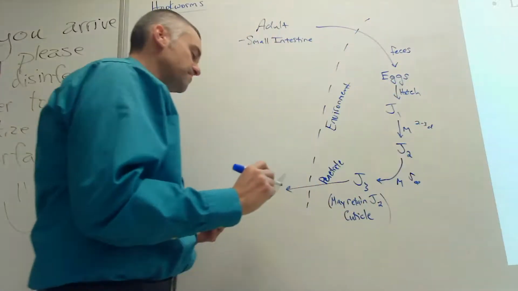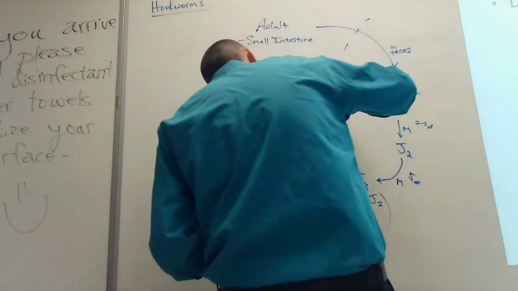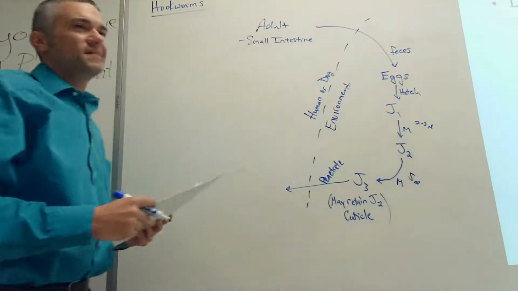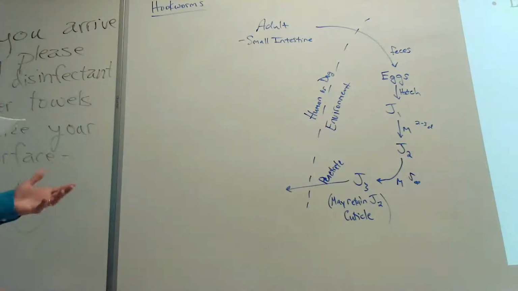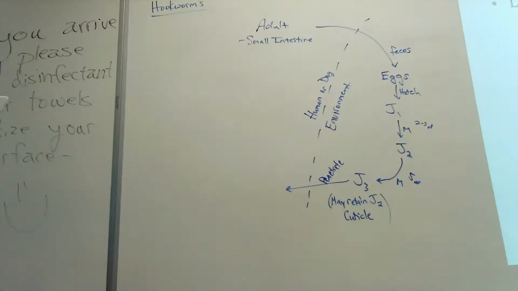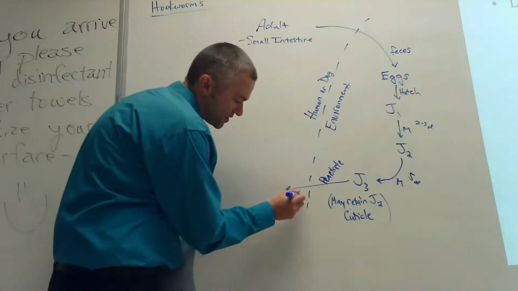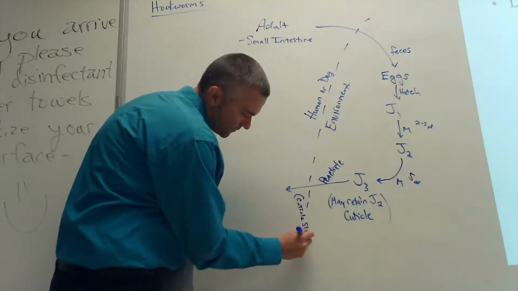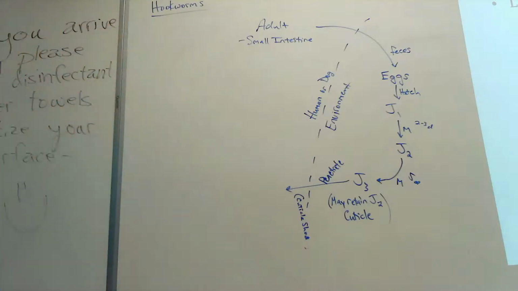Our host, at least for us, will be human or dog. Depends on the species. There are many other hookworms out there that infect other organisms. But for our species, we're going to say it's either human or dog. So we're going to penetrate, and at this step, when we penetrate, our cuticle gets shed. So if that J2 cuticle has remained, it gets shed shortly after it penetrates into the host.